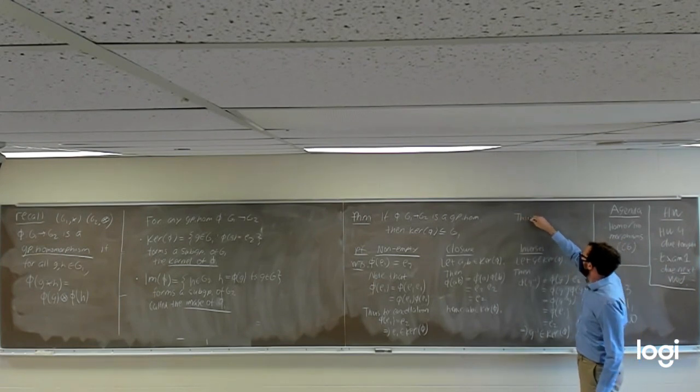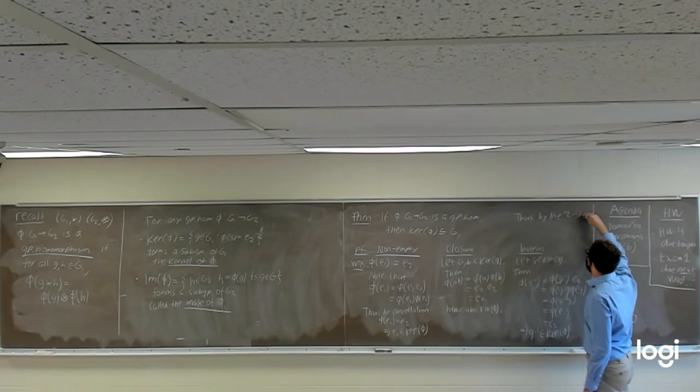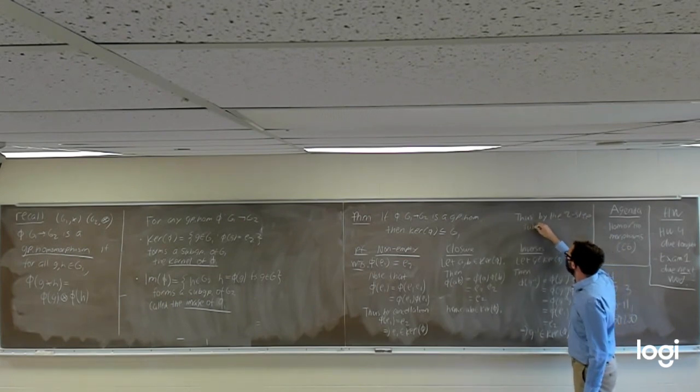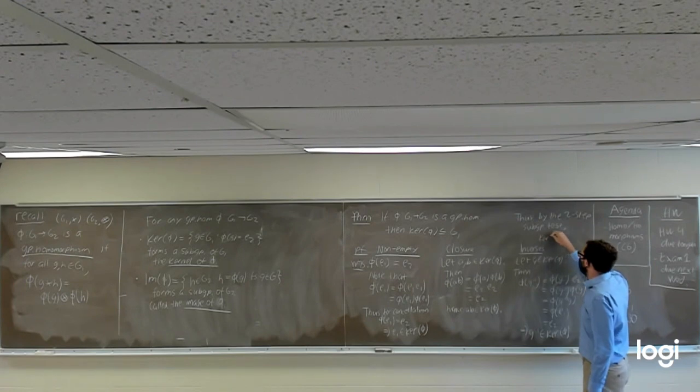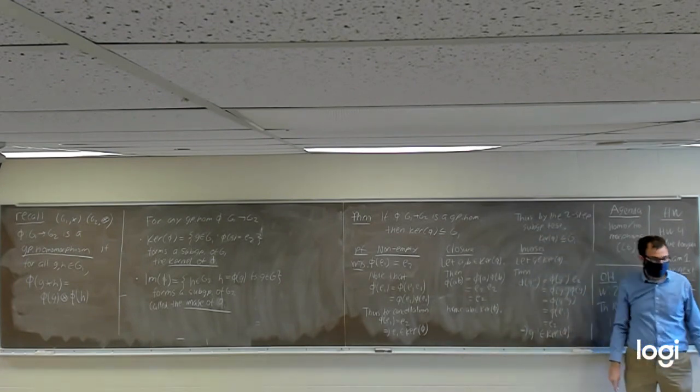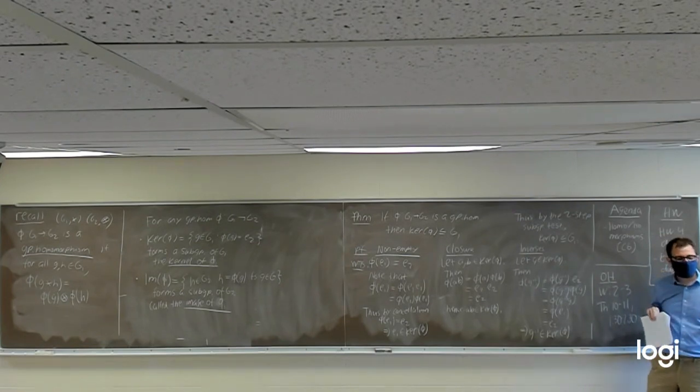Plus, by the two-step subgroup test, the kernel of phi is in fact going to be a subgroup of G1. Sorry, I had to kind of rush this proof a little bit because we were running out of time. Happy to go back through each part of it if you feel stuck.